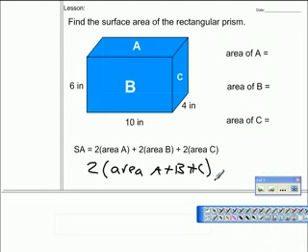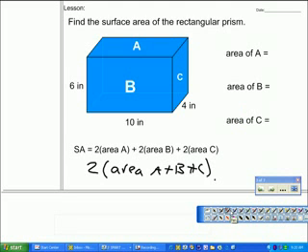Yes, ma'am. Nope, you do not have to multiply by 6. You just double it. I'll show you both ways. I'll prove it to you. Okay, so Jordan's a non-believer right now, and I'm going to prove it to her.